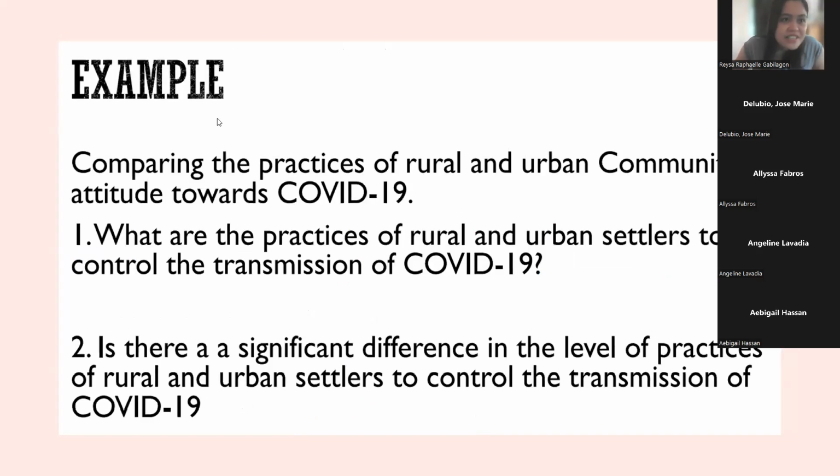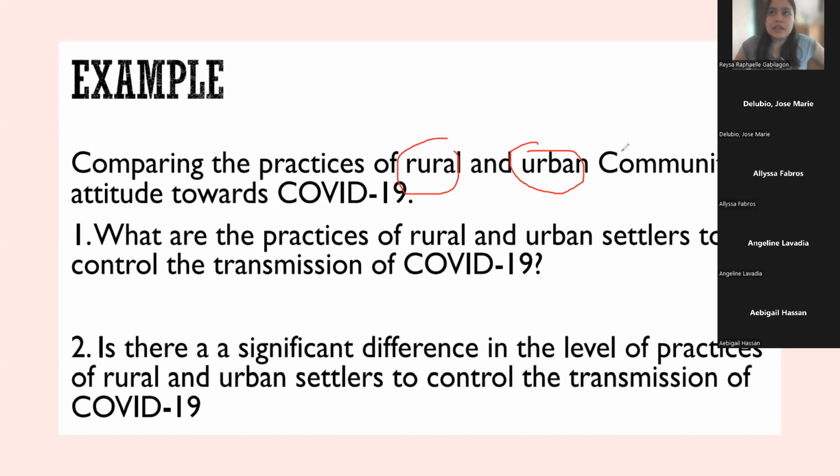Okay? So ito yung example ng ating exploratory sequential, comparing the practices of rural and urban communities' attitude towards COVID-19. So ang first question, what are the practices of rural and urban settlers to control the transmission of COVID-19? Ang ginawa dito, since this is the first question, syempre this is answerable by linguistic data. So, ang researcher nito ay mag-i-interview first sa mga people living in the rural area and at the same time the urban area para alam niya ano ba practices doon. So, isusulat yon. That's the linguistic data.